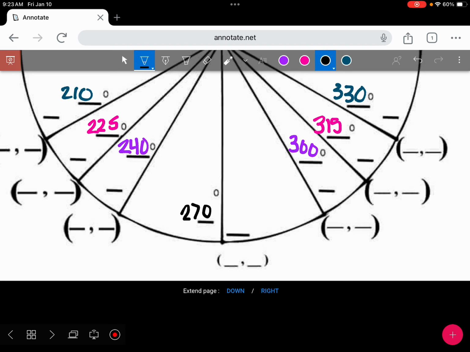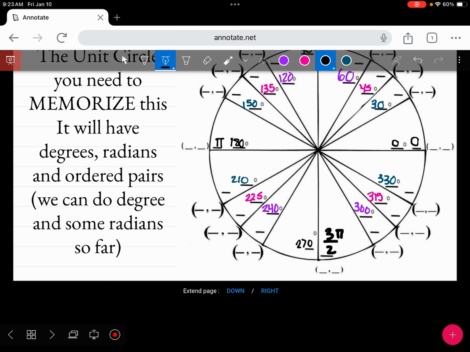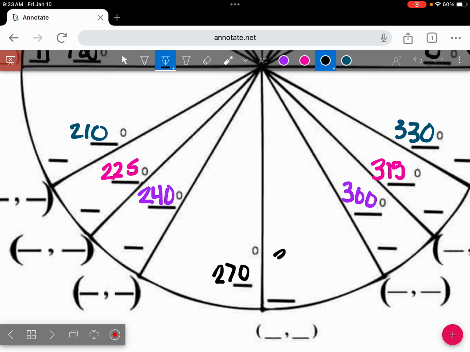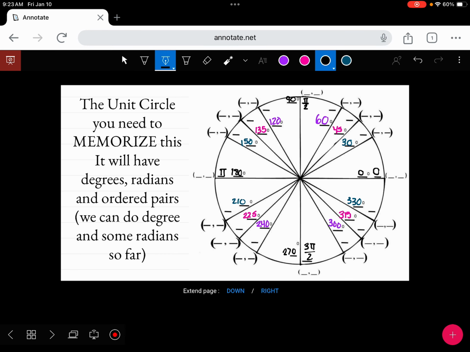over 2. I'll put this one on top just because that bar is really close to the bottom. 3 pi over 2. Oh, it's because I'm on the chonky pen. That would be why. I'm like, why is that so big? That is not the eraser. 3 pi over 2. There we go. That's a better size.